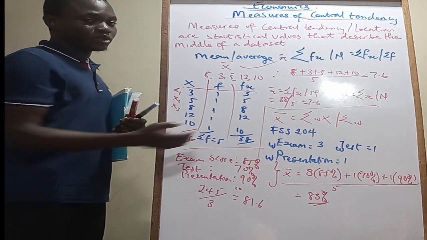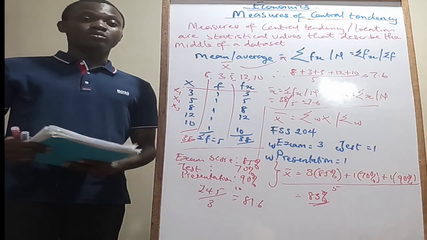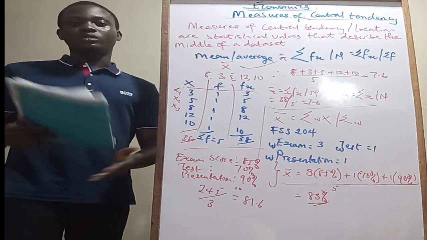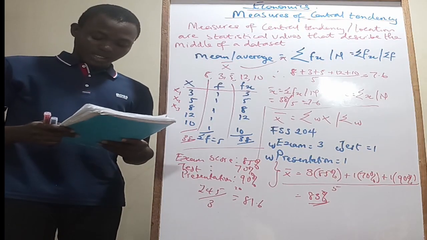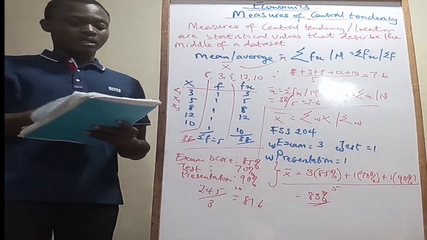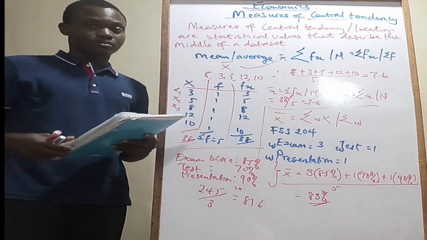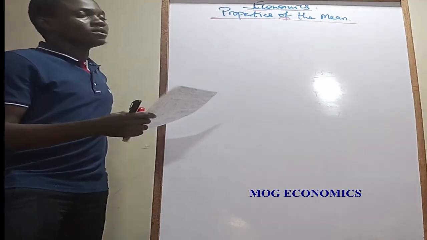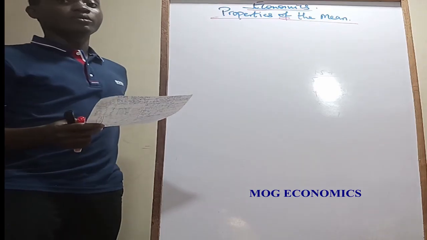So if the observation has a pretty high value, it is attached to a higher weight. So the next thing I'll be looking at is properties of the mean. Yeah, cool. We are going to be talking about 3 properties of the mean.